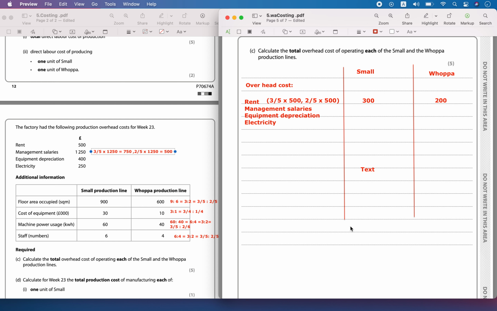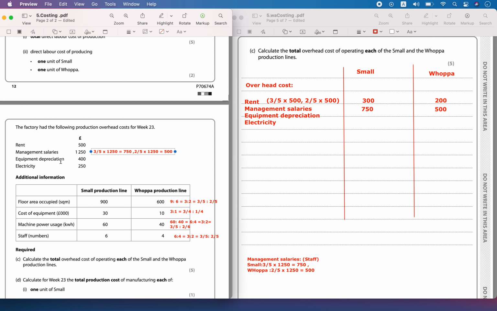So you have to show the working. So you better write it here. This is for the management salaries. Management salaries are apportioned on the basis of staff, in the ratio of 3 is to 2. This is for the small and this is for the WAPA. So the ratio is 750 and 500. So 750 will be for the small, and 500 will be for WAPA.